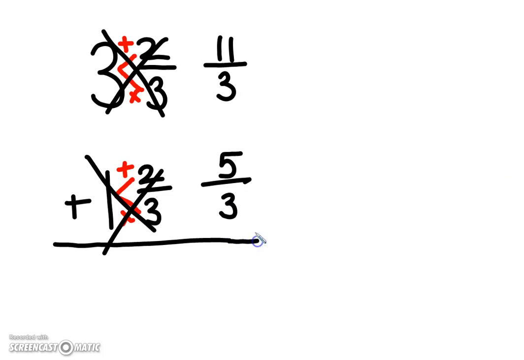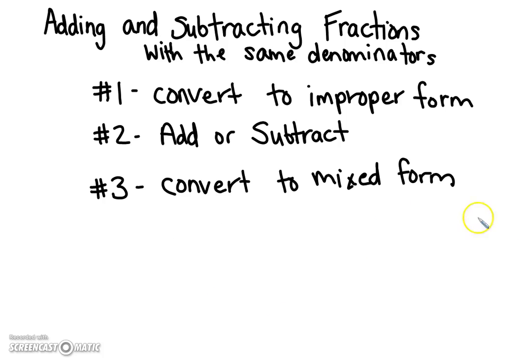So remembering our rules for adding and subtracting fractions, we add or subtract the numerators, so 11 plus 5, and that's 16. And then the denominator always stays the same. Okay, so that's step 2. Again, we added 11 plus 5 is 16, and then the denominators stay the same. And then now, step 3, we're going to go back and convert that answer to mixed form.